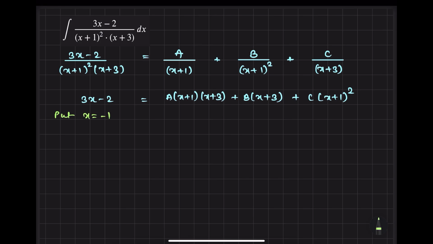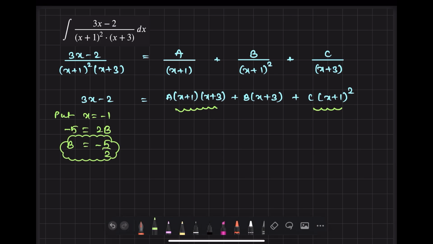So if we put x equals to minus 1, the LHS component will become minus 5, and on the RHS, this thing will become 0, this thing will become 0, and we wrote minus 1, so it will become 2b. So the value of b becomes minus 5 by 2. Okay, so we got the value of b.